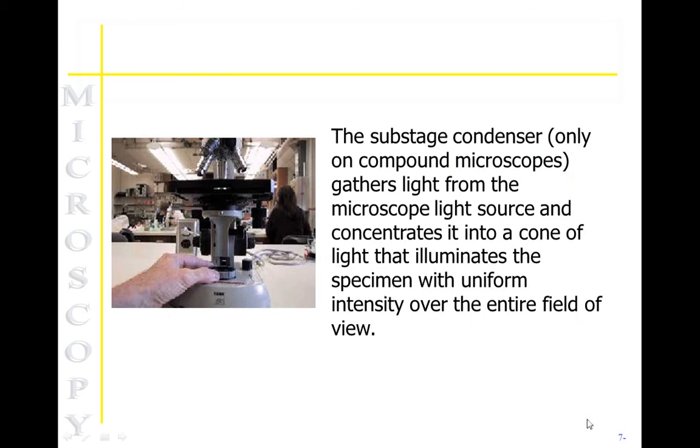Directly below the stage of a compound light microscope is a substage condenser. This helps gather the light from the microscope light source to concentrate it to the sample on the stage of the microscope. This is the one component that is in a compound light microscope, but that a stereo microscope does not have.